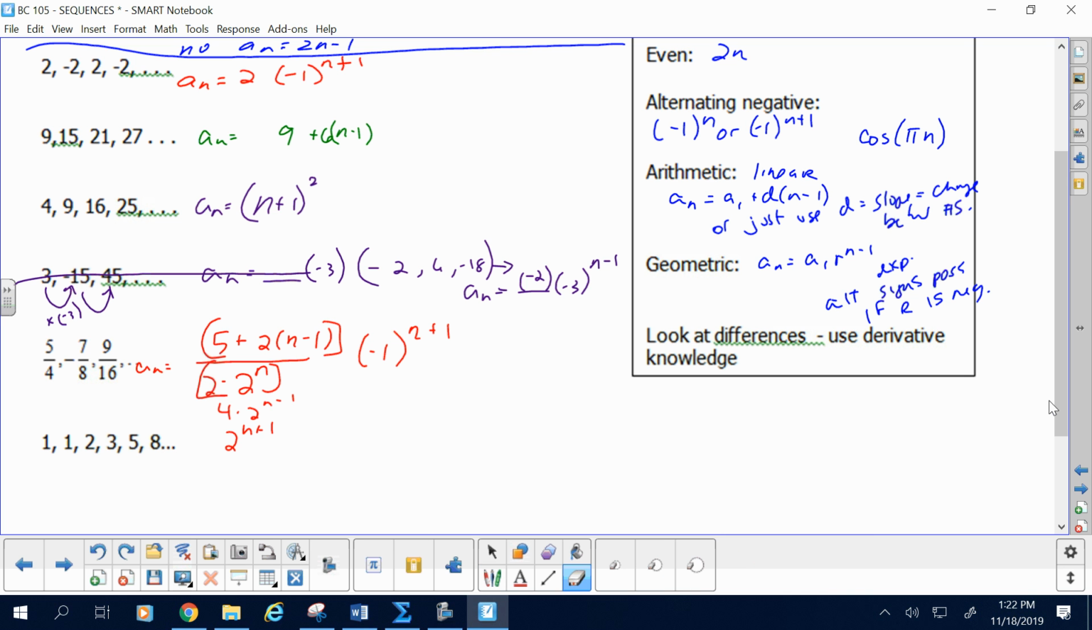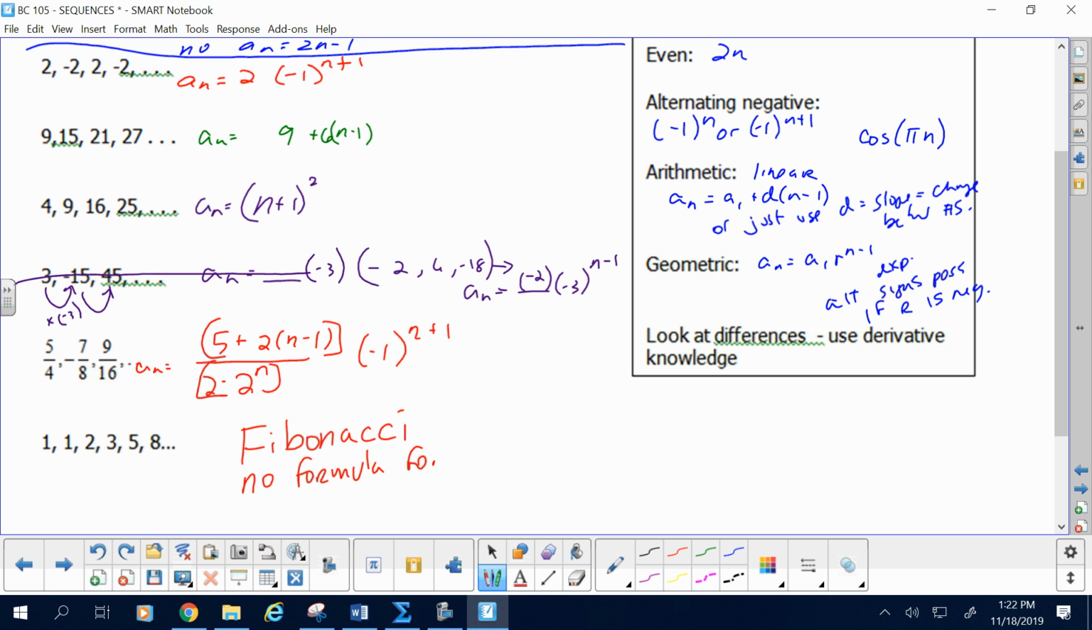Okay. Last but not least, what is this sequence? It is, I heard somebody say it, it is Fibonacci. It is the most famous sequence in all of mathematics, the Fibonacci sequence. There is no formula for the next term, and that's because it is what's called recursive. The terms depend on knowing the ones before it. You must know the terms before to get the next term. There is no general formula.